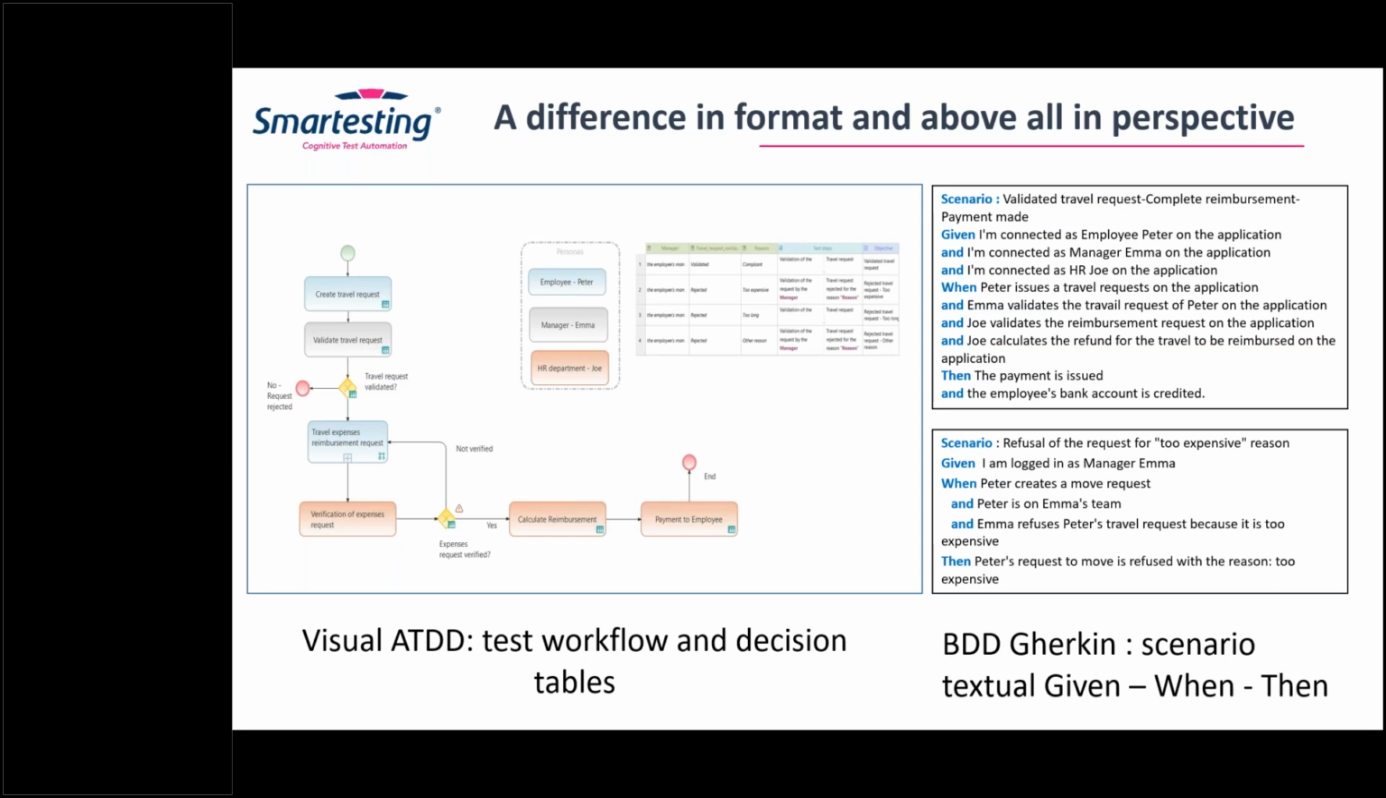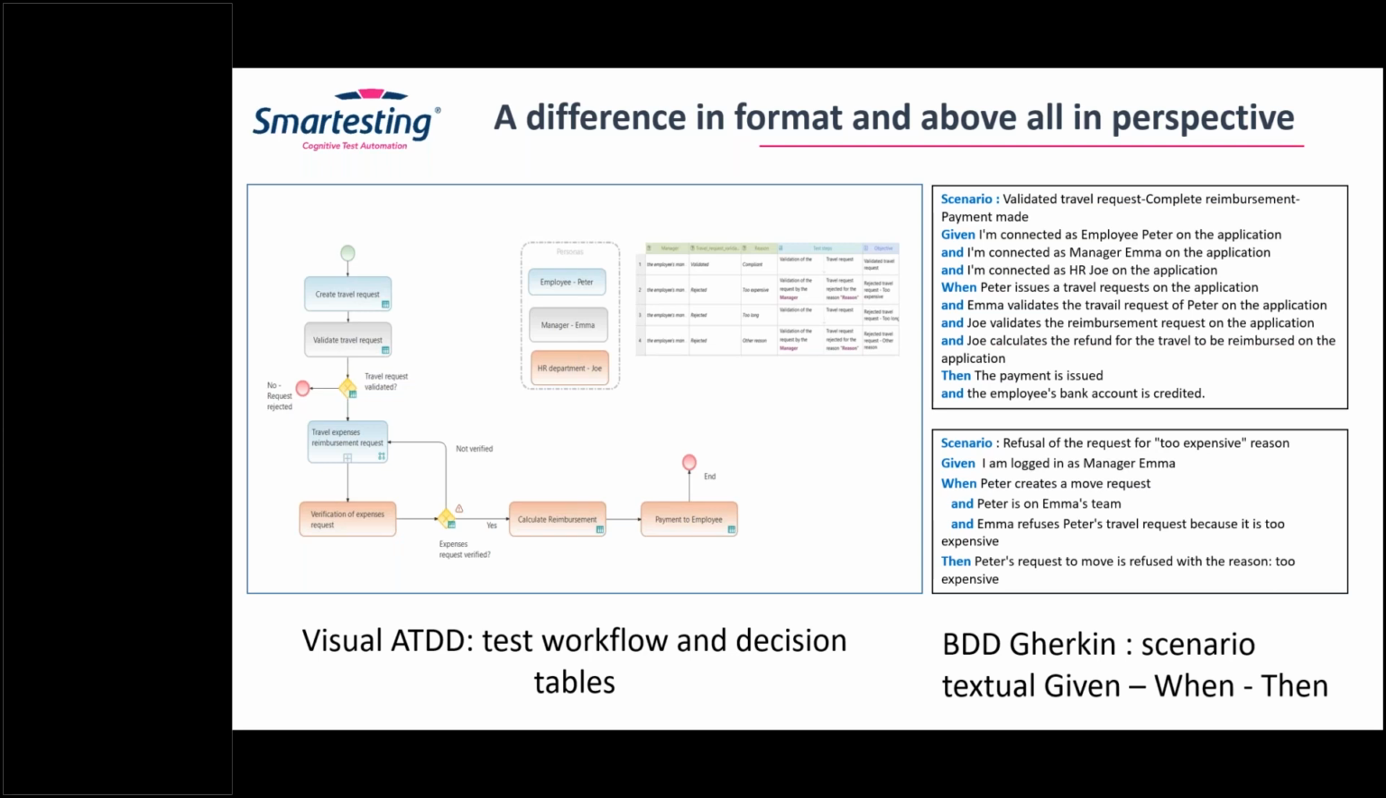Whereas in BDD Gherkin, the textual format is structured in a given, when, then text, which many of you are familiar with. It essentially describes an individual scenario in terms of contextualizing the test itself with the given part, and the action element in the test is there in the when part, and of course the then part will show the expected result, just to give it a simpler way of describing what it is.